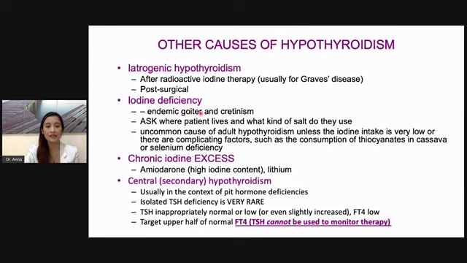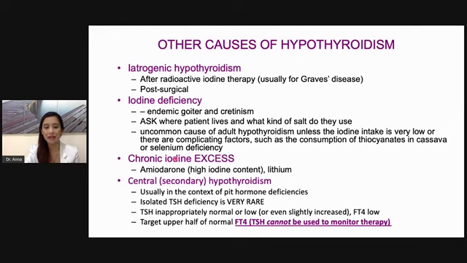Iodine deficiency. In adults, it's endemic goiter. In children, it's cretinism. So ask where the patient lives and what kind of salt they use. Do they live in the mountains? Do they use ordinary rock salt? This is an uncommon cause of adult hypothyroidism unless they are really in areas where there is iodine deficiency. Usually the relatives or the people in the community will also have some form of goiter.